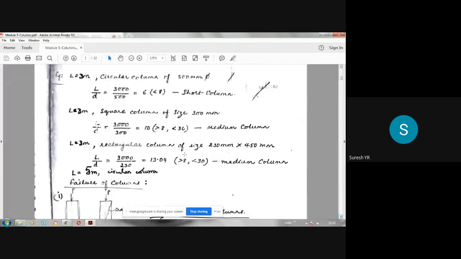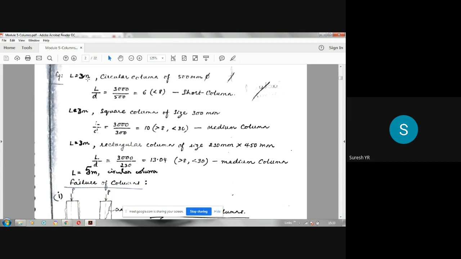Okay. Now I have some examples here. Suppose the length is 3 meters and the diameter of the column is 500 mm. Take the ratio L by D. So 3 meters should be taken as 3000 mm. So 3000 divided by 500 is 6. So 6, which is less than 8. So the L by D ratio is less than 8. You can take it as a short column.